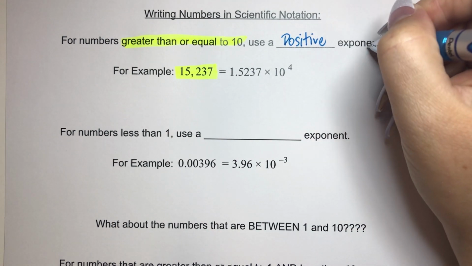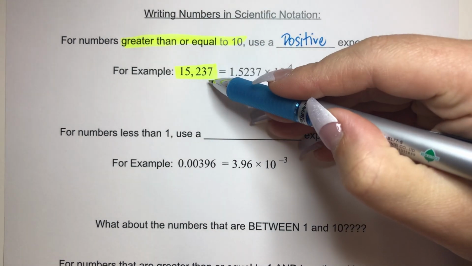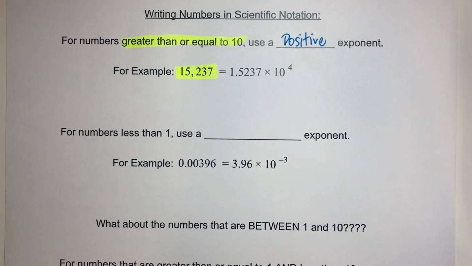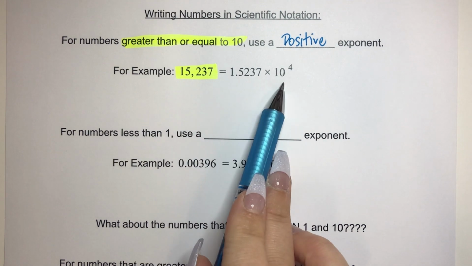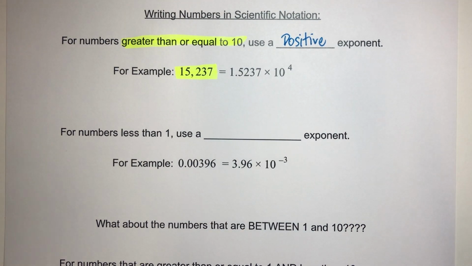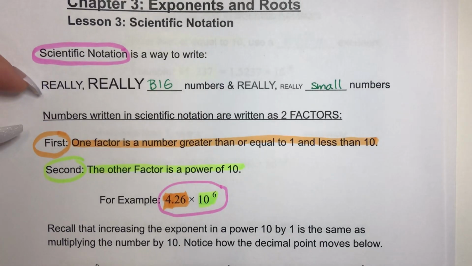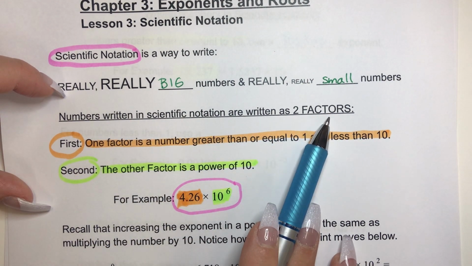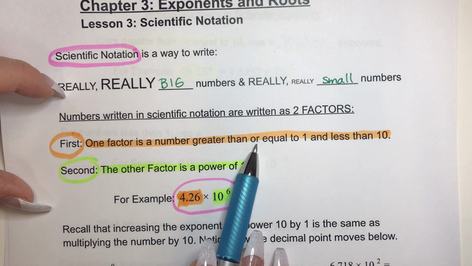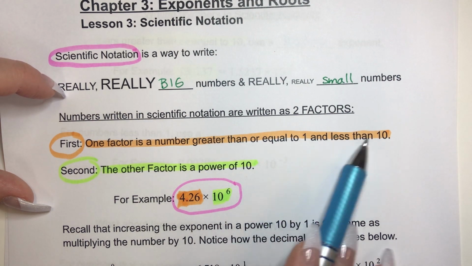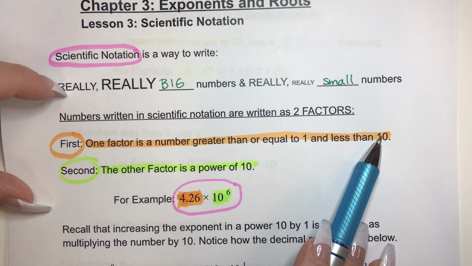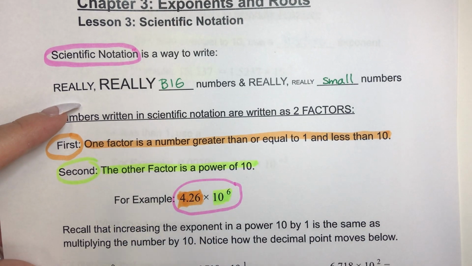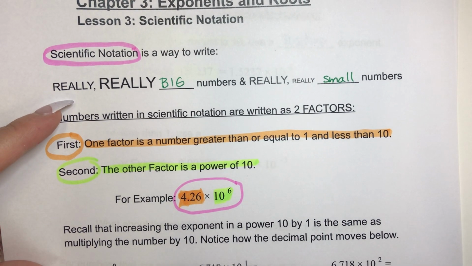Because we use positive exponents and powers of 10 to write really, really big numbers. And any number over 10 is going to be a big number. So let's figure out how we went from this standard notation to this scientific notation. If you remember, when we were talking about writing in scientific notation, there were two parts. The first one is numbers written in scientific notation are written as two factors. One factor is a number greater than or equal to 1 and less than 10. So basically, it can equal 1, but it has to be less than 10. And the other factor is a power of 10.